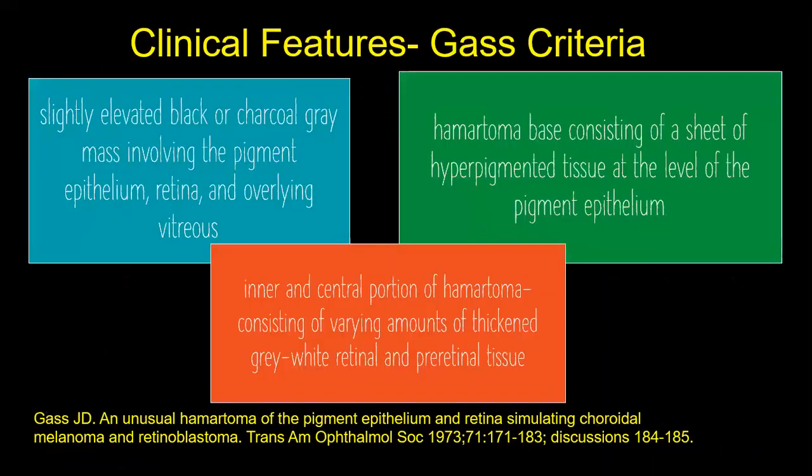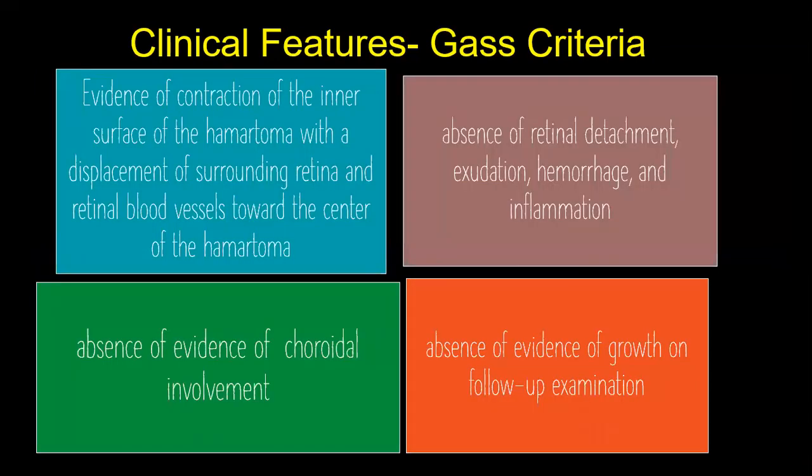GAS criteria have been used to describe these lesions. These are slightly elevated black or charcoal gray mass involving the pigment epithelium, retina, and overlying vitreous. Hematoma base consists of sheet of hyperpigmented tissue at the level of pigment epithelium. Inner and central portion of the hematoma consists of thickened gray-white retinal and pre-retinal tissue. There is evidence of contraction of the inner surface of the hematoma with displacement of surrounding retina.